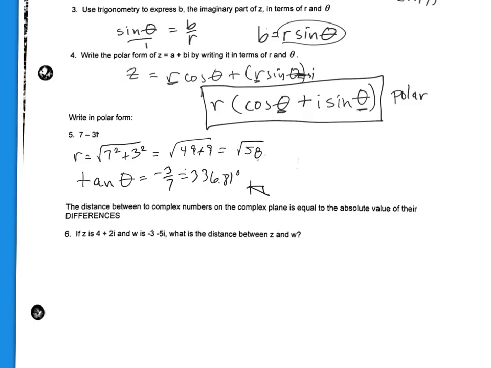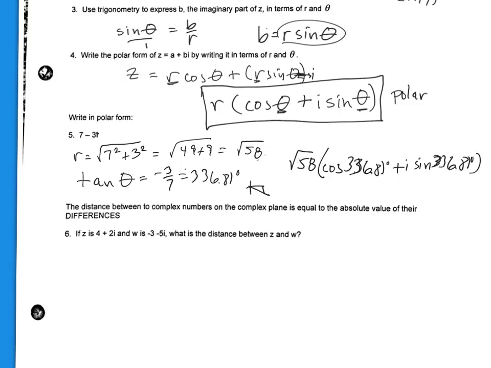I guess we're going to go to 2 decimal places. That's all I have written down. So the square root of 58, and then inside here we do the cosine of 336.81 plus i sine of 336.81. That's how you write the polar form of that number.